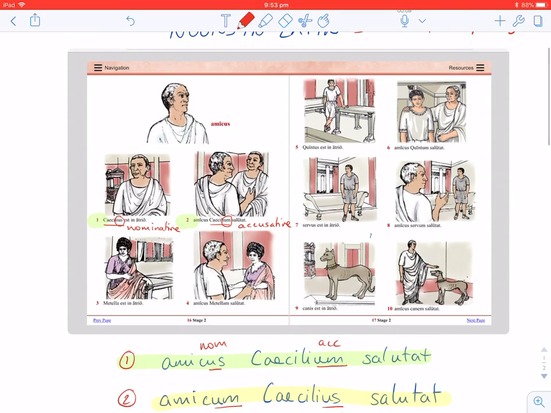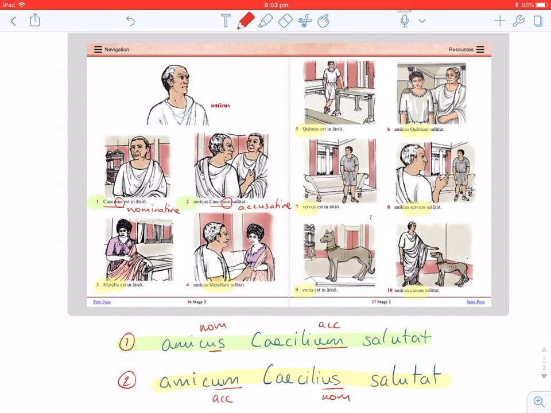Now let's go back to those sentences. Can you see a pattern happening? Let's look at metella in sentence 3, and then in sentence 4, metellam. What about over here? Quintus becomes quintum. Servus, servum, canis, canem. So it seems like all the words in the accusative case have the ending M. So in Latin, if we see a word with the ending M, it means it's in the accusative case.